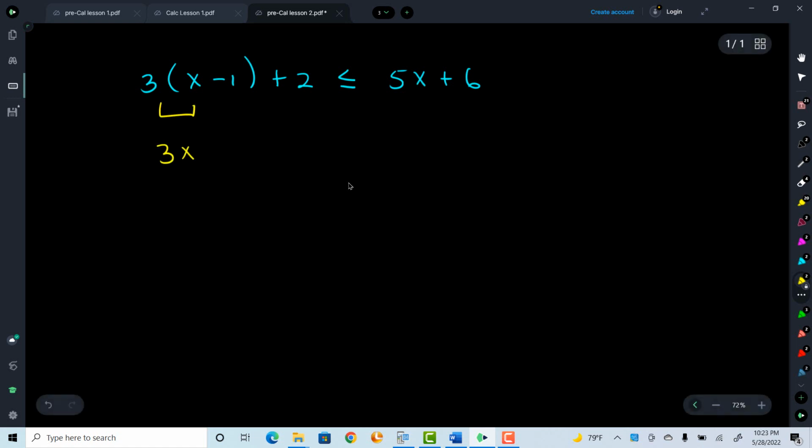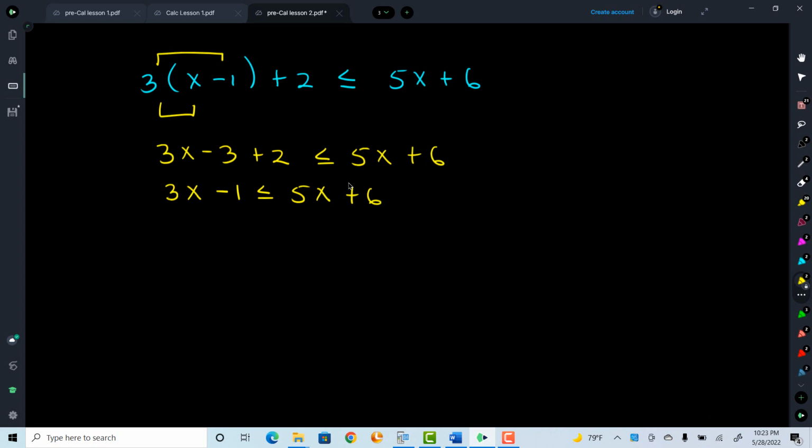So we get 3x minus 3 plus 2 less than or equal to 5x plus 6. Okay, I'm going to combine my like terms here. So 3x minus 1. Now I handle these a little bit differently than equations. And what I mean by that is with the equation, I don't care what side the x is on. With an inequality, I do. When we're dealing with inequalities, I want you to leave the x on the left side, okay?